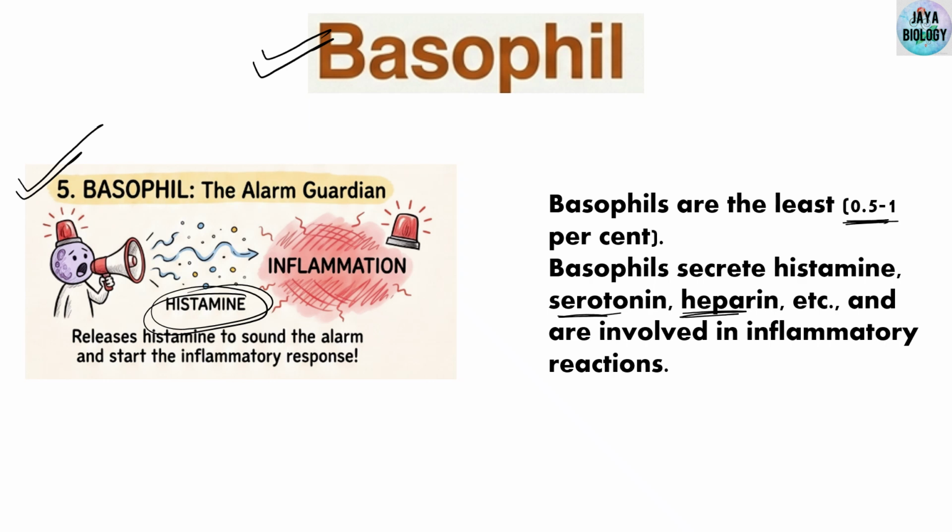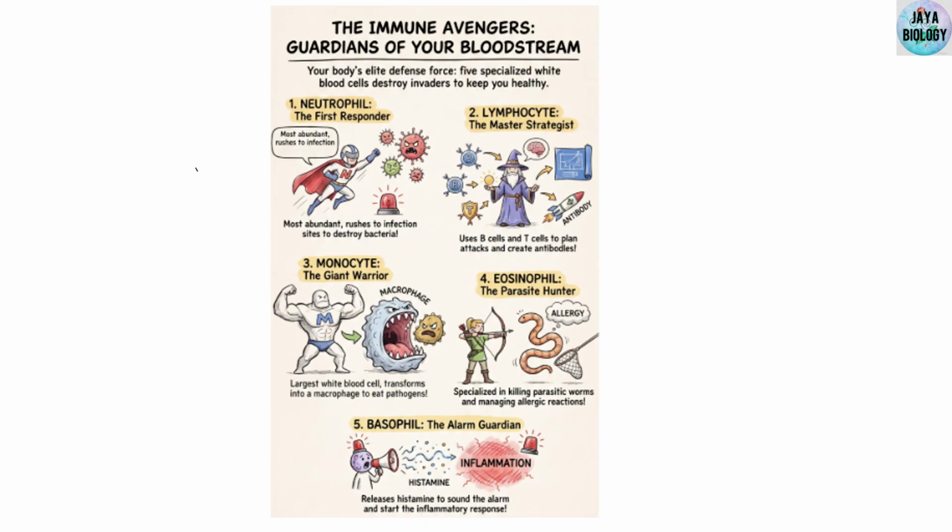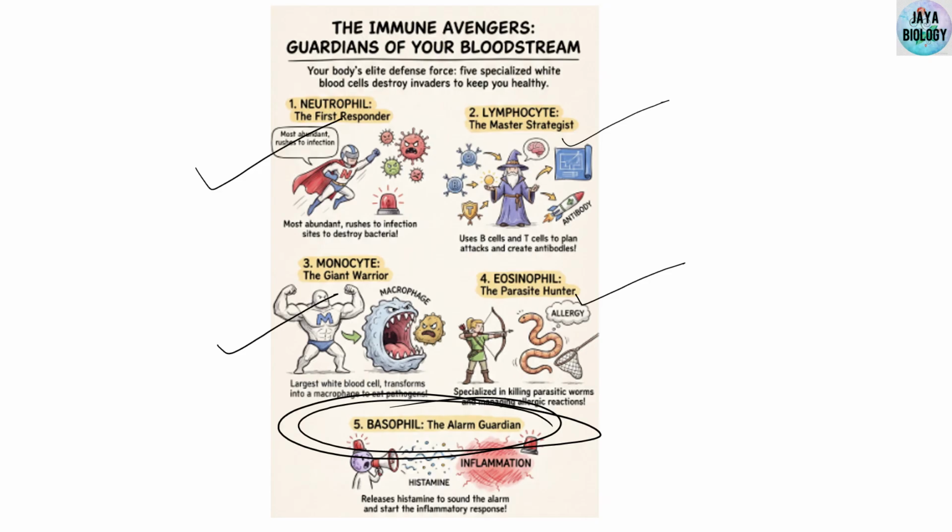So these are the 5 types of WBCs. I tried to explain you like a story. Once again, just revise. The first person who is coming is neutrophil. Lymphocyte is a master strategy person. Monocyte is a very big WBC, changes into macrophage to eat everything. Eosinophil will be working for allergy, and basophil is the one which gives the alarming signal.